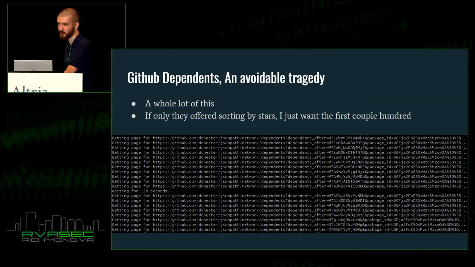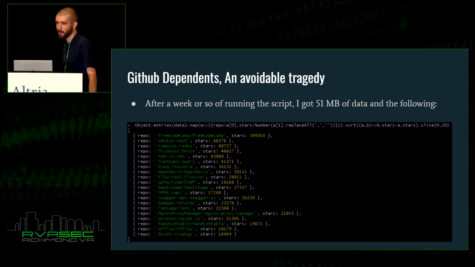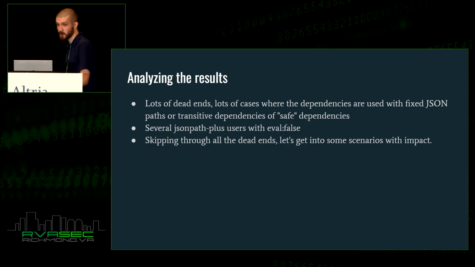But I wrote an awful scraper again, and it was just a whole lot of this, and a lot of timeouts, and a lot of bad parsing and restarts. But I just wanted the first couple hundred sorted by stars, and so I had to get all the several million of them. And then ultimately, I got about 51 megs of data for the larger of the two sets. And I was able to sort by stars for usage. So analyzing this data, there's a lot to dig into here.